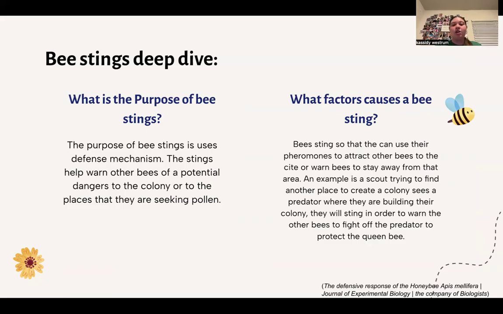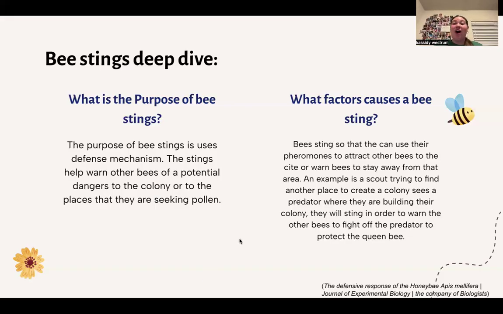And then it also is a place where they can seek pollen. And so they can smell those pheromones to see if the bee has seen any other place for a colony or sought pollen for food. And so other bees can go to that site as well.